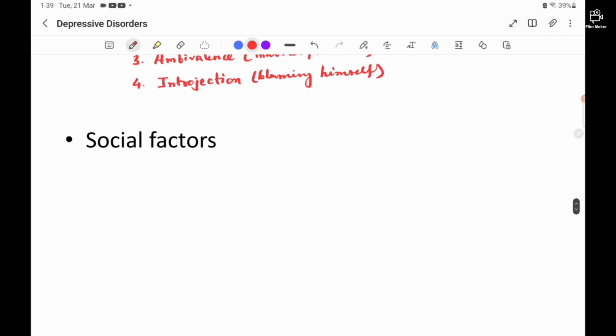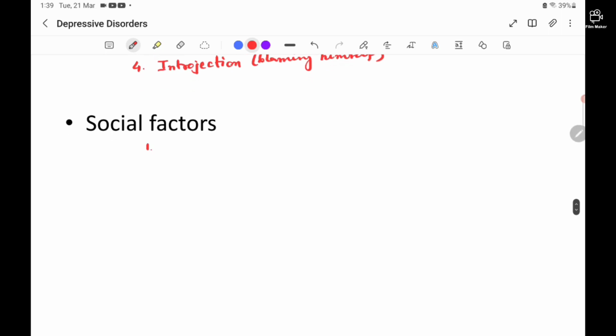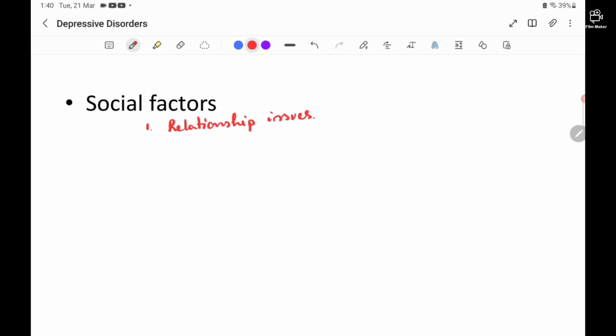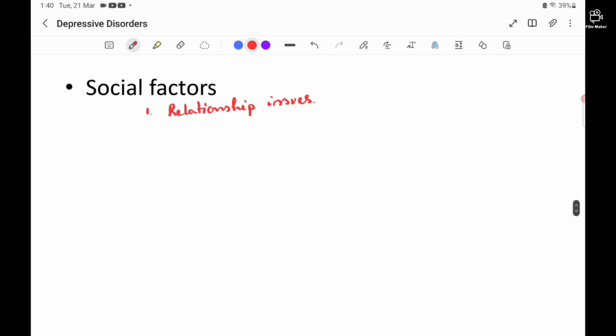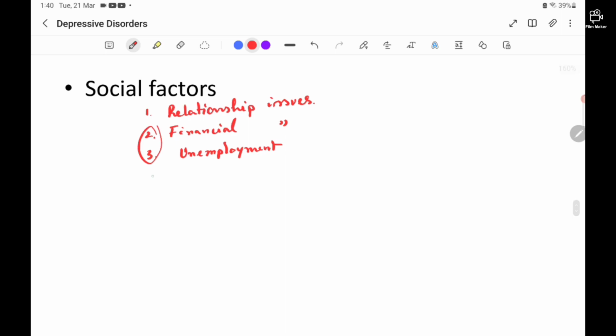Then there are social factors which contribute to depression, like relationship issues, not loss but issues, husband wife quarrel, or quarrel in a relationship, or problems with the parents, relationship issues, financial issues, unemployment, which is complementary to financial issues, and loneliness.